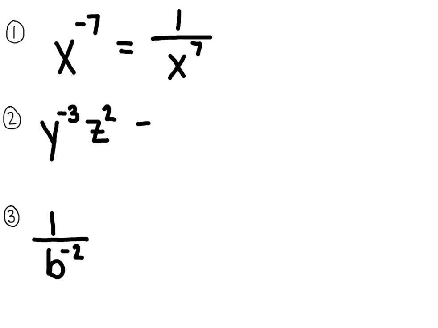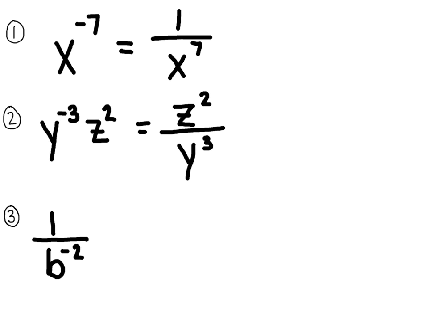In the second example, I've got y to the negative 3 and I've got z squared. Since the z is not a negative, I don't need to move that down into the denominator. But the y to the negative 3rd needs to get moved down to the denominator. So z squared stays in the numerator and y to the negative 3rd now moves to the denominator and the exponent becomes positive.